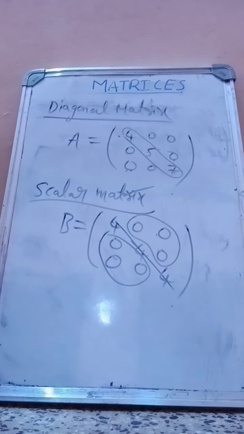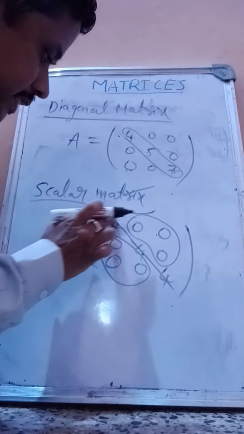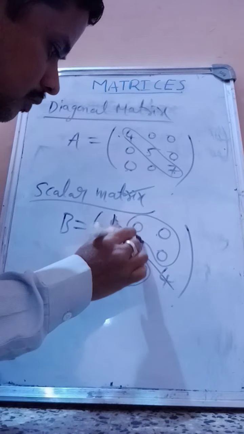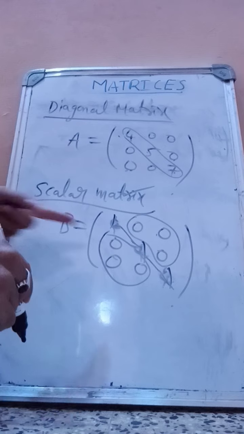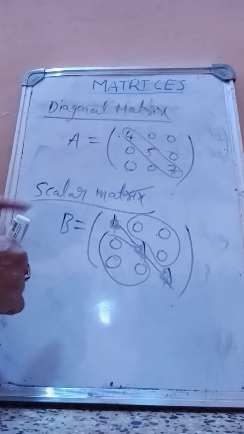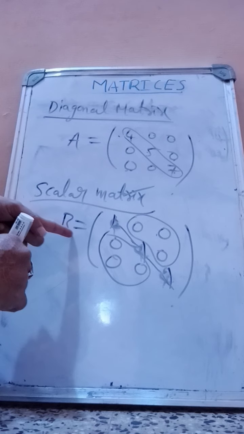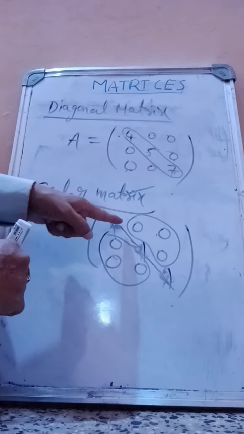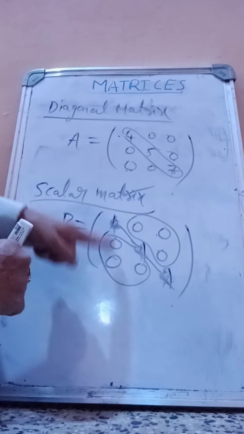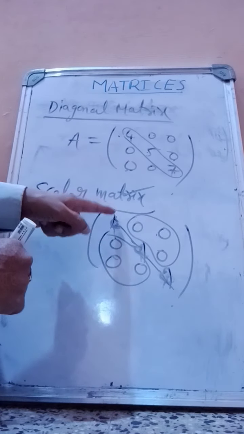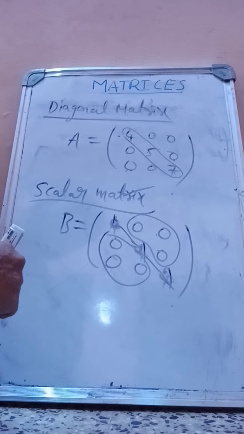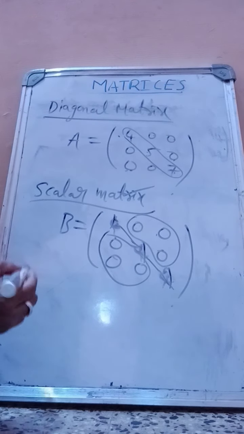Okay? So we will discuss the last concept, called identity matrix. I will write 1 instead of 4, here 1, here 1. This is called the identity matrix. What is an identity matrix? A square matrix is said to be an identity matrix if all non-diagonal elements are 0 and diagonal elements are equal to 1. So first understand the difference between diagonal, scalar and identity matrix.